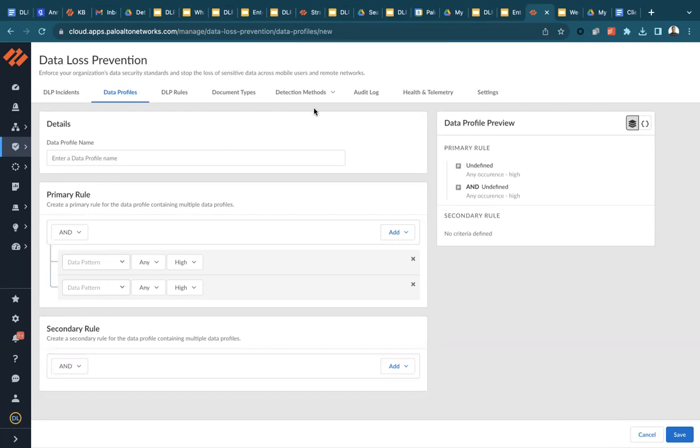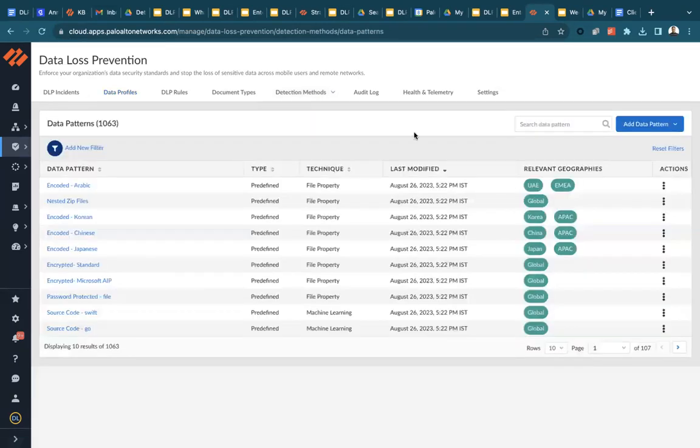So we've made some improvements to our file property-based detection, and this is actually new for many customers, and we think we should do a better job of exposing this. The way to do file properties is by going to add data pattern, and instead of doing a custom data pattern, you add a file property data pattern. We have a few file property based predefined patterns as well.